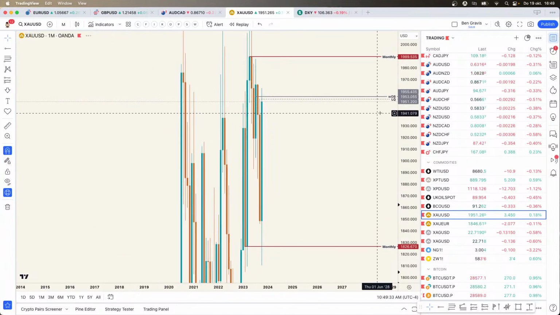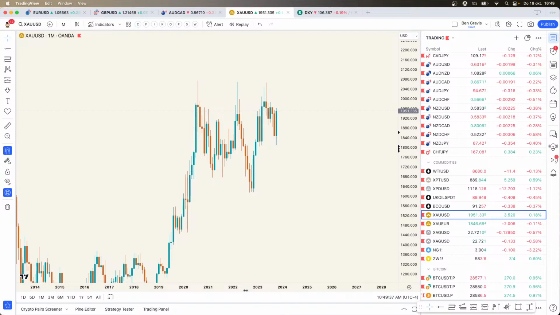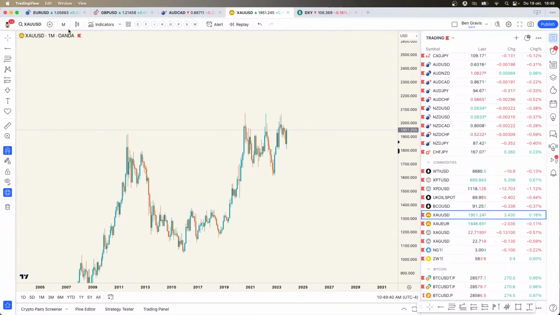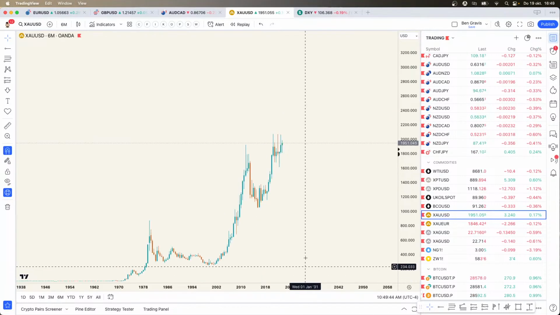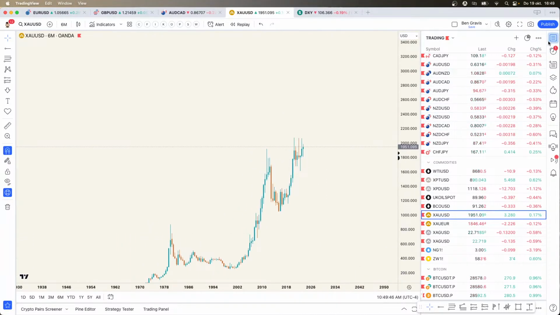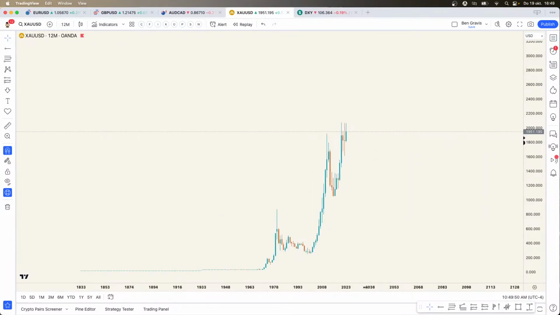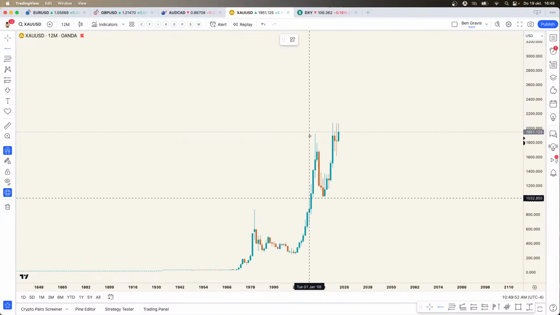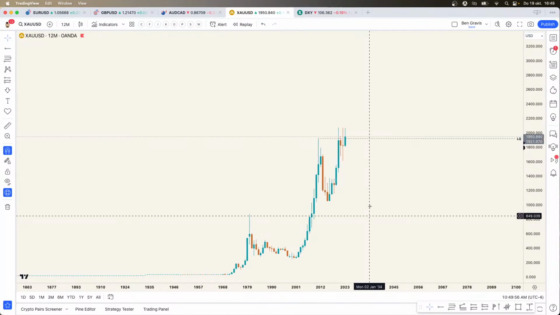Gold. Very bullish candle. Here you have to use the higher time frame, so that was the liquidity level.